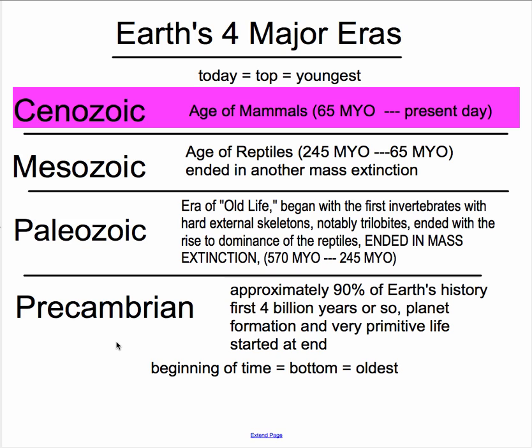You and I live here. We live in the Cenozoic today. By the way, if you didn't know, MYO stands for millions years ago. So the Cenozoic started 65 million years ago and is still going on today.